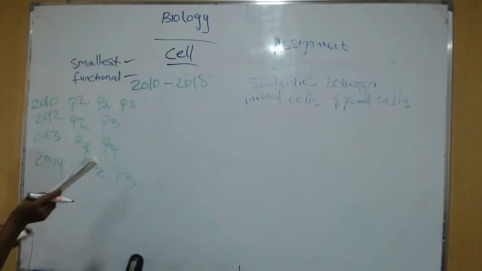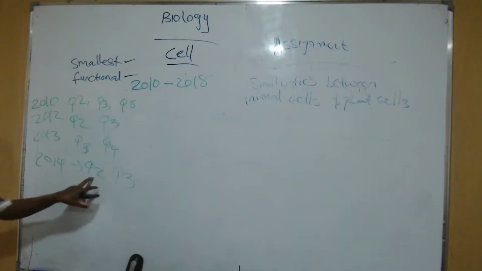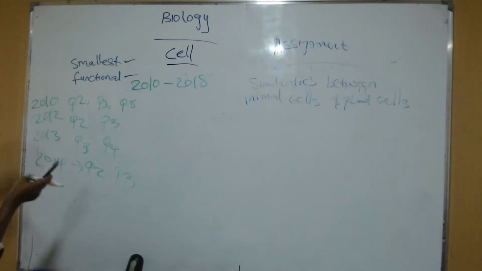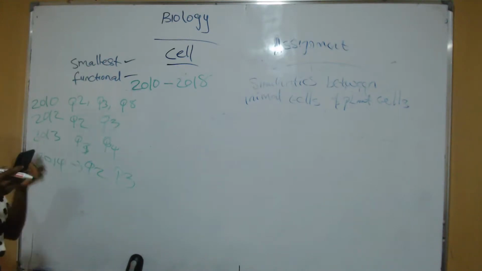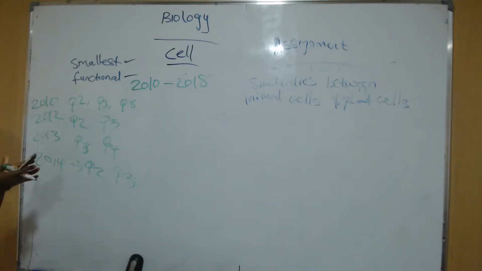So in the year 2014, we have questions on cell, question number 2 and question number 3. So let's look at the questions. Okay, so here they gave the structure of a cell, and they labeled a part I, and they said the part labeled I is dash. A, the nucleus, B, the eye spot, C, the basal granule, and D, the contractile vacuole.